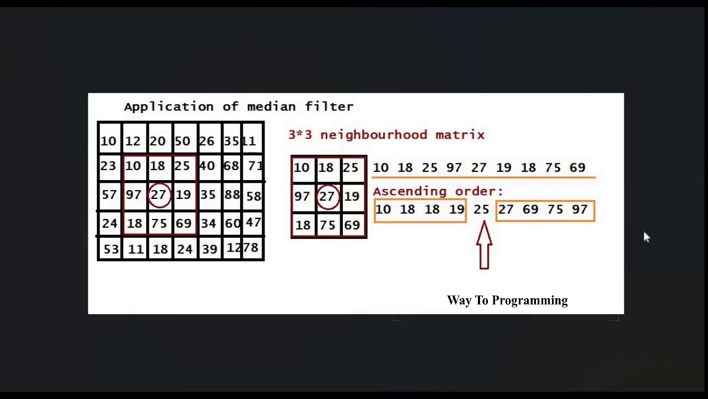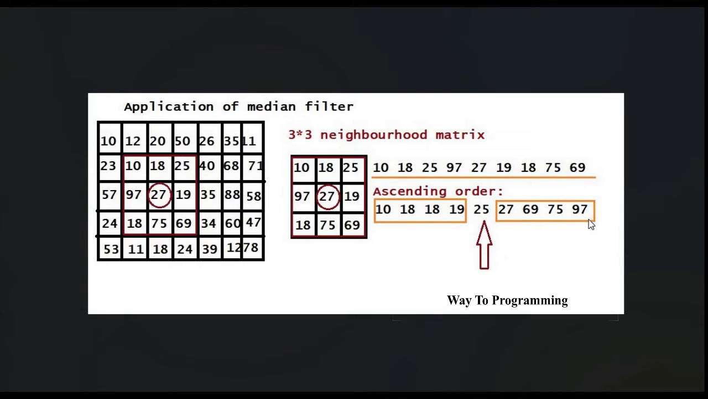Once you write them, as I told you, you can use the ascending order or descending order. I've picked ascending order, so I'll put all these values in ascending order. Even if you put them in descending order, you will take 97 first, then 75, then 69, then 27, then 25, and so on. You can start from the right-hand side or from the left-hand side if I'm using ascending order, and you have to pick the middle value. So how do you do that?